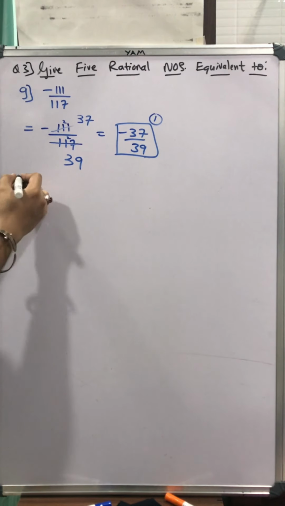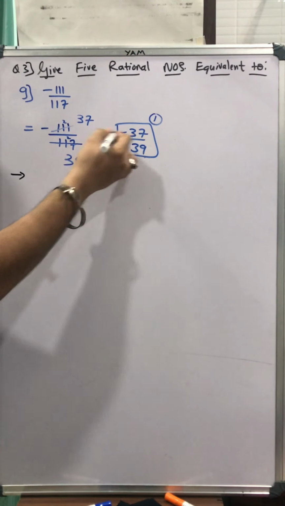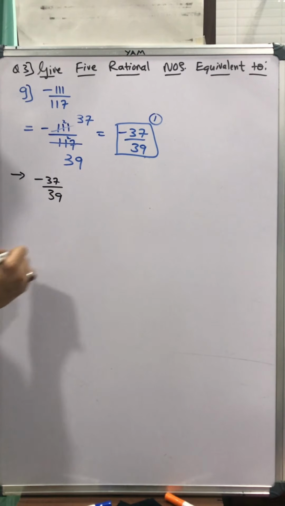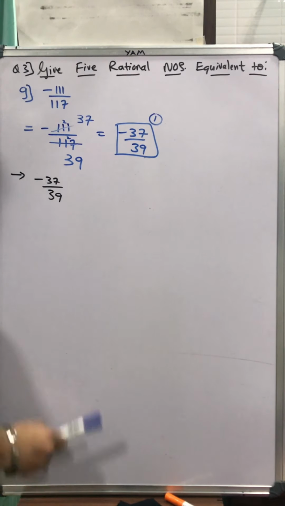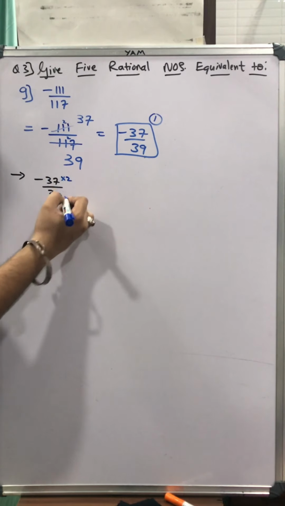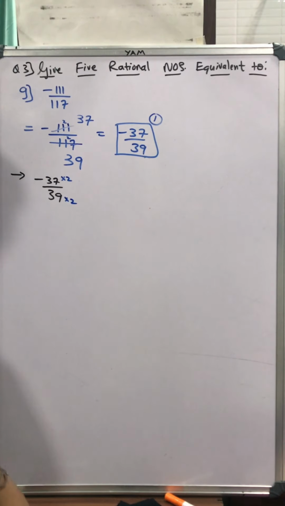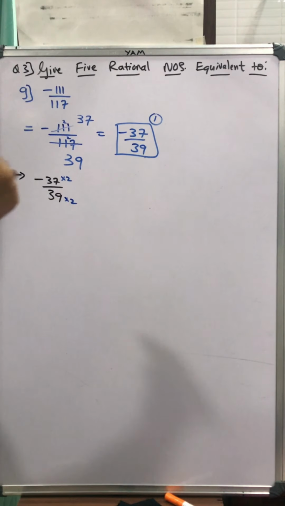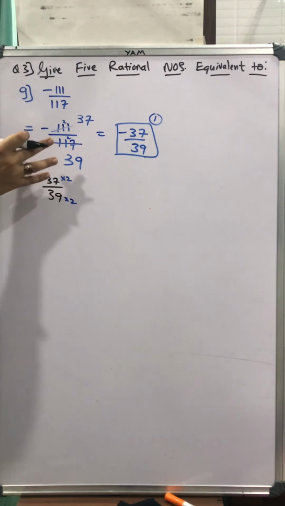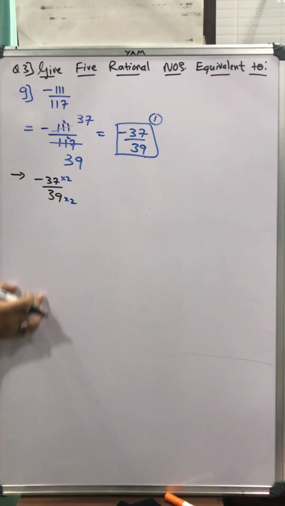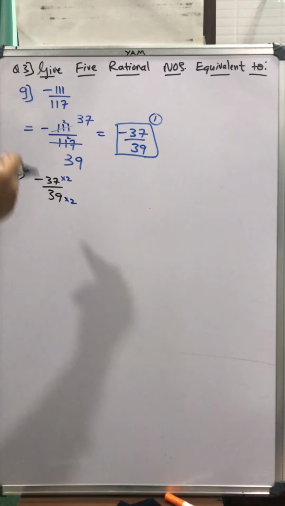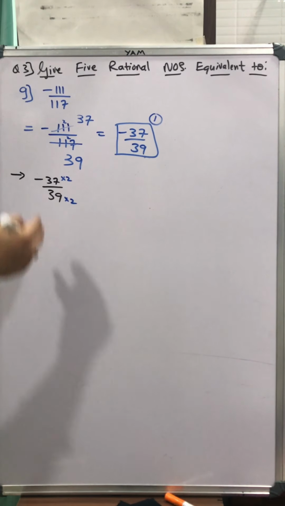Okay, now for the second one, once again I'll just copy this reduced one first. Minus 37 upon 39. And what I will do is multiply the numerator with 2 and the denominator with 2, from the reduced form. Always start all your numbers with the reduced form. First time multiply 2 2, second time multiply 3 3, third time multiply 4 4, and so on.